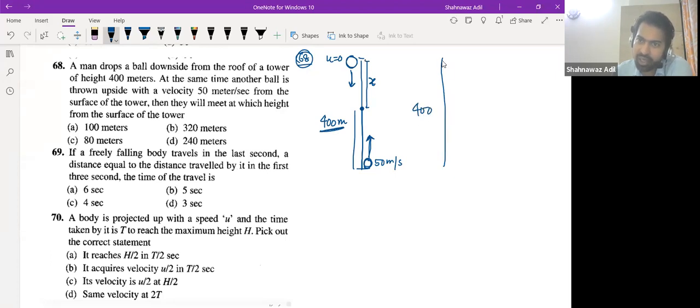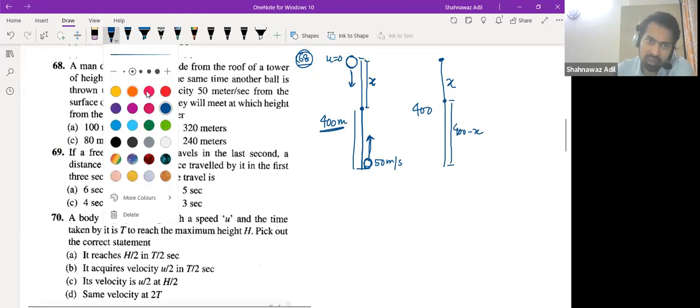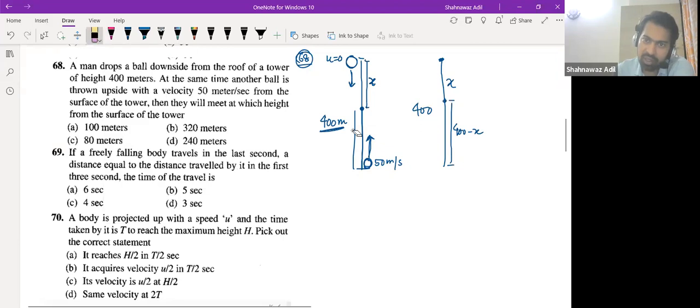I have assumed that from here to here it is x. So what would be the rest? 400 minus x, sir. Absolutely right. So this is 400 minus x. From here to here it is 400 minus x, and this is x. So this x is traveled by this ball, and this 400 minus x is traveled by this ball, right?